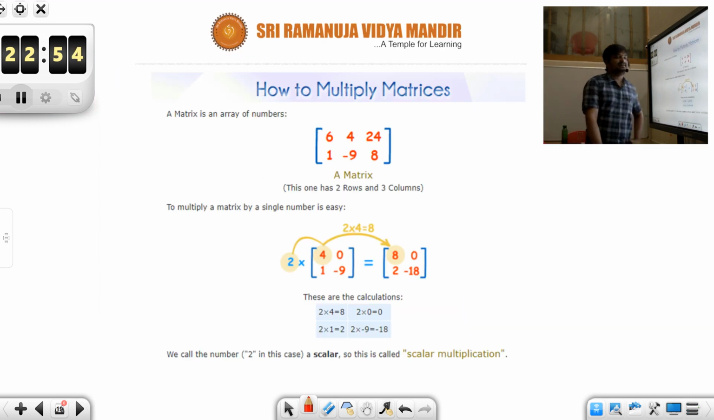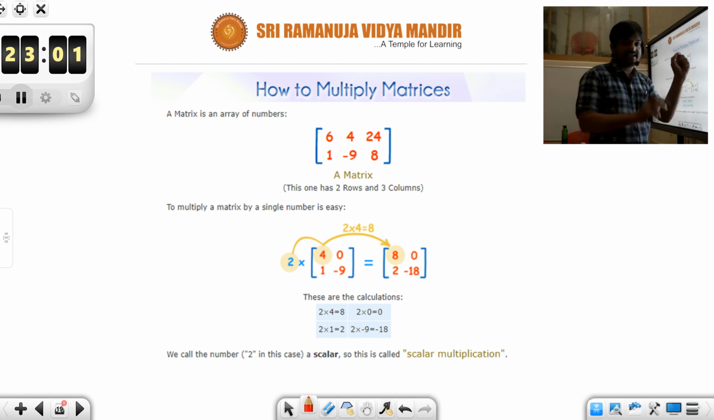So how to multiply matrices? Previously we discussed how to multiply a scalar with a matrix, but can we multiply a matrix with another matrix? This is the question. We have learned how to add two matrices. Can we add two matrices? Yes. Is it possible always? No. When is it possible? When the sizes of both the matrices are the same, we can add two matrices.